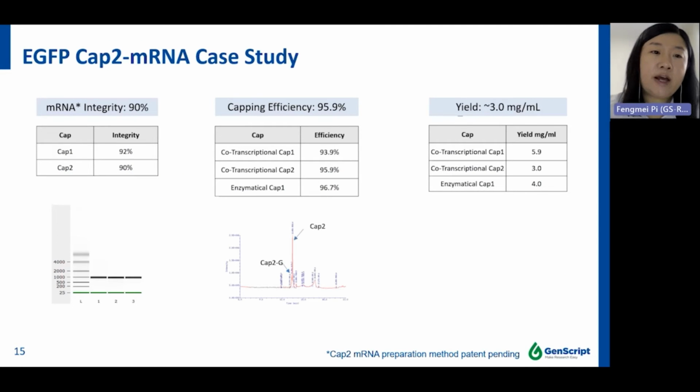With that, we have developed a novel Cap2 analog, and we can prepare Cap2 mRNA by co-transcriptional method. With this optimized method, we could generate the RNA with a purity more than 90%, and the capping efficiency can reach also more than 90%. And yield-wise, it's about 3 mg per ml for the IVT reactions.